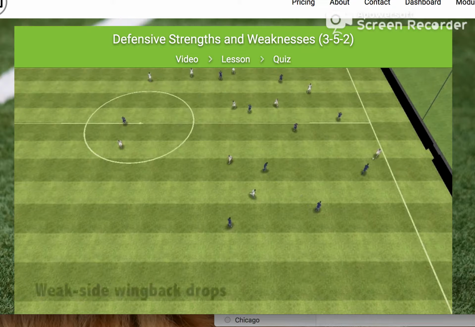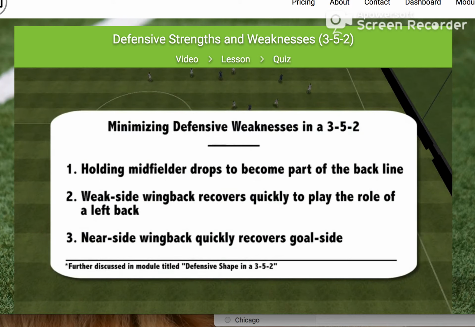The second is to have a quicker recovery from the weak side wingback. If the player is quick to recover back here, he would also create a back line with 4 players, again, more capable of dealing with the attack. The last way, which really was not possible in this scenario, is as simple as the wingback on the near side recovering into a goal side position. So, while different situations call for different actions, these are the most common ways of accounting for 3 in the back. We will focus more on these concepts in the module titled Defensive Shape in a 3-5-2.